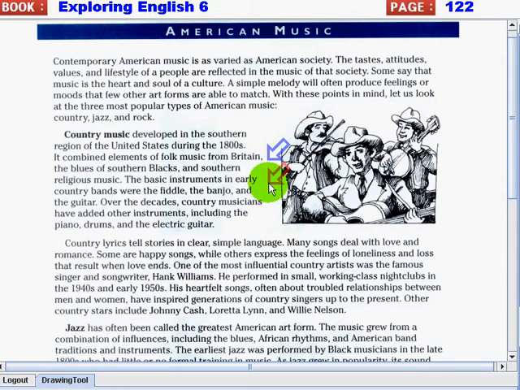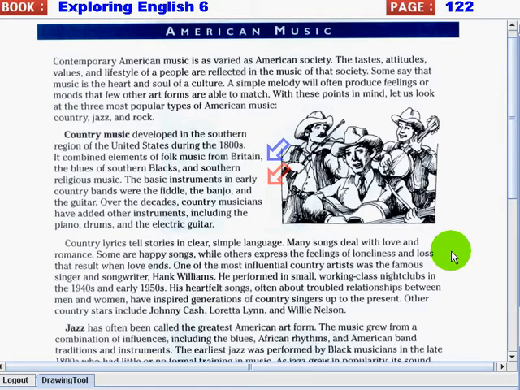Country music. Country music developed in the southern region of the United States during the 1800s. It combined elements of folk music from Britain, the blues of southern blacks, and southern religious music. The basic instruments in early country bands were the fiddle, the banjo, and the guitar. Over the decades, country musicians have added other instruments, including the piano, drums, and electric guitar.